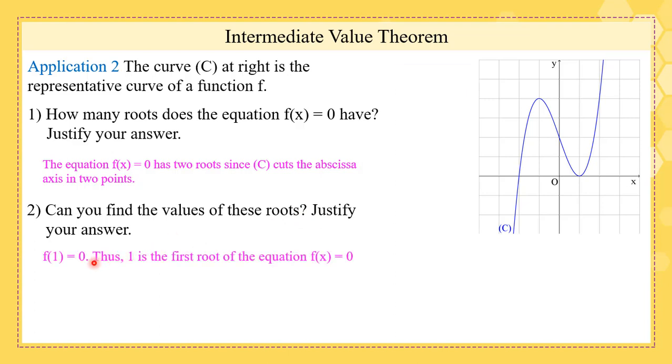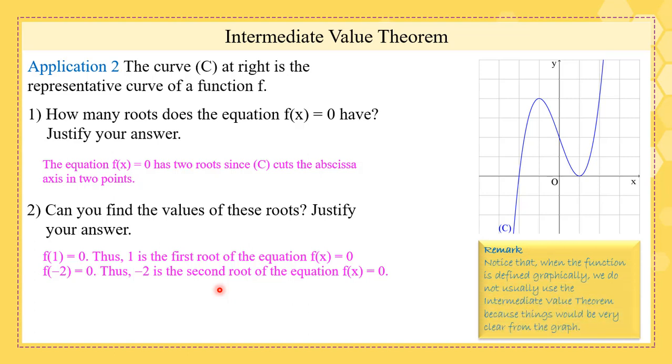So f of 1 is 0, thus 1 is the first root, and f of -2 is 0, thus -2 is the second root. So notice here that if the function is defined graphically, we don't usually use the intermediate value theorem because things would be very clear from the graph.